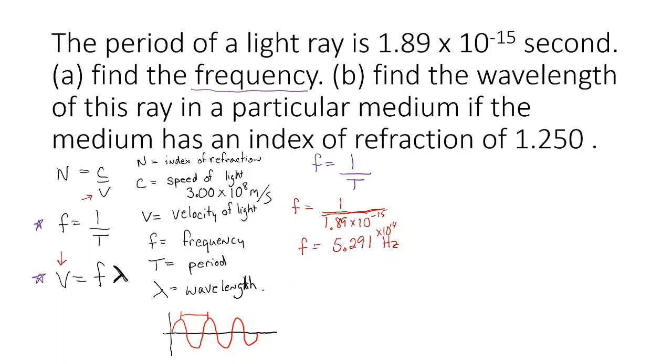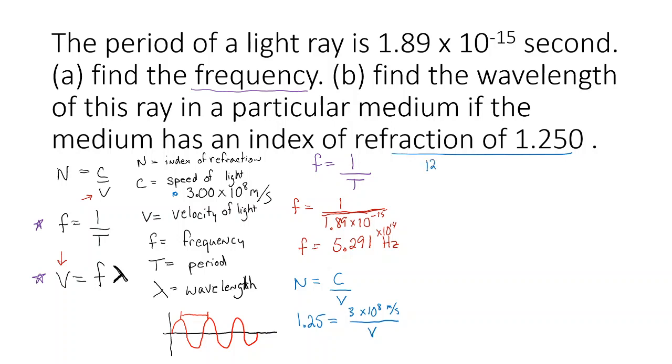So we'll start off by using n equals c over v. So right here we're given n as 1.25. I told you at the beginning of this question that the speed of light in a vacuum is a constant, 3 times 10 to the 8th power meters per second. And that will allow us to calculate the velocity of light in this particular medium. We don't know what the medium is, so we're going to have to calculate that.